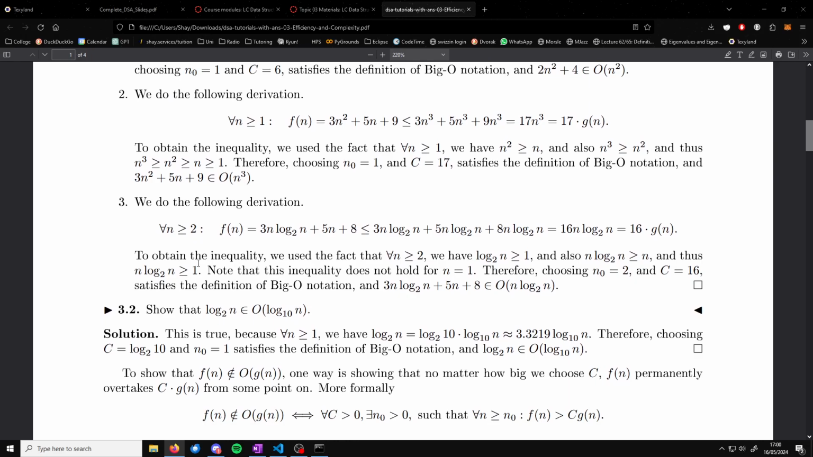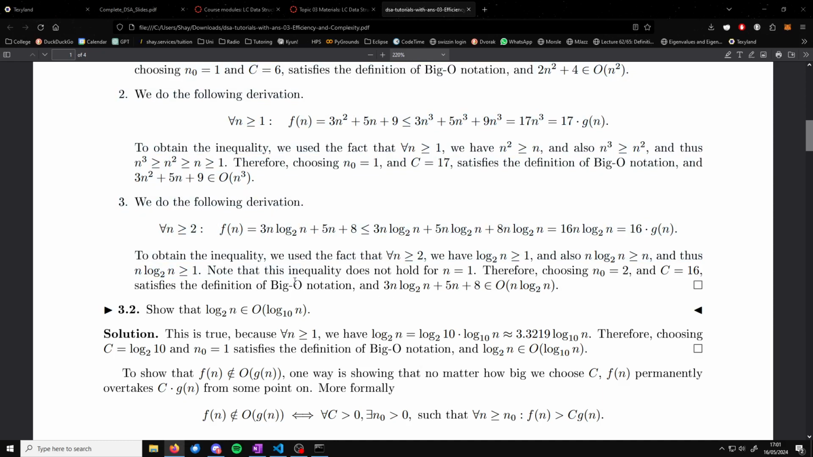And then for question 3, we skipped question 3. For question 3, again, they found that n0 and that c equals 16. Note that this inequality does not hold for n equals 1, because log base 2 of 1 would be 0. So we have to take n as 2 in this case, because that's the case in which log base 2 of that n would be greater than or equal to 1. Yeah, because as soon as that's less than 0, it starts messing with those inequalities.